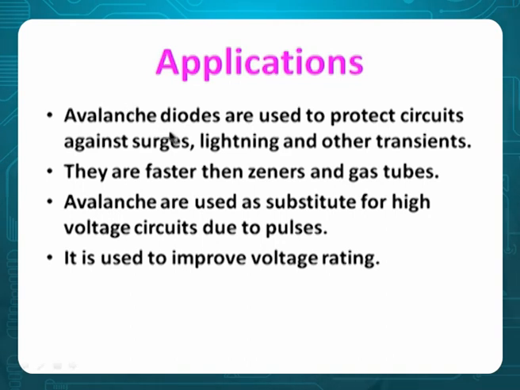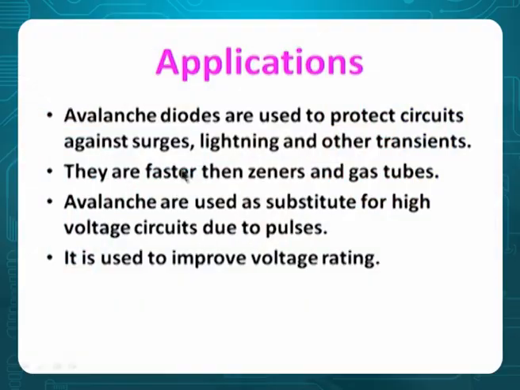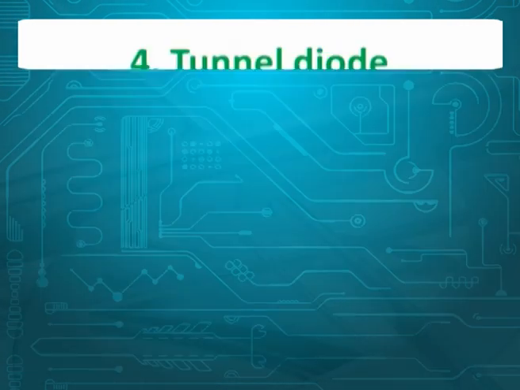Applications. Avalanche diodes are used to protect circuits against surges, lightning and other transients. So if there is any transient to be avoided, you can use this. They are faster than Zeners and gas tubes. Avalanche diodes are used as a substitute in high voltage circuits due to pulses, and to improve voltage ratings. So these are the applications of Zener.